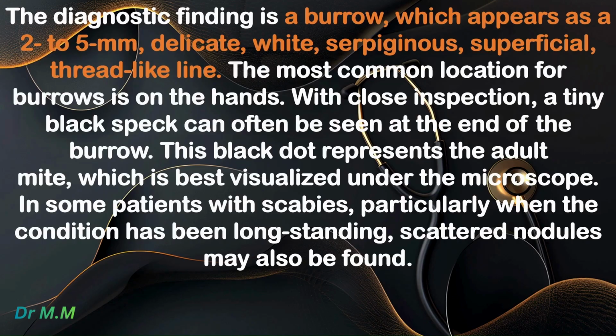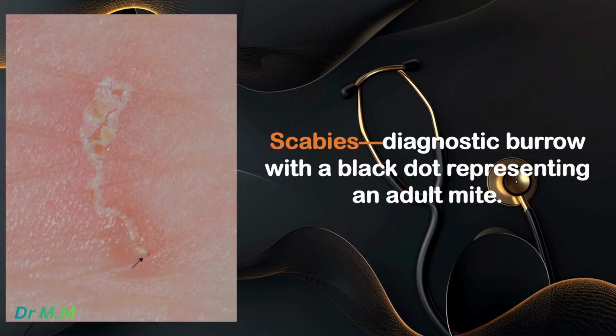The diagnostic finding is a burrow, which appears as a 2 to 5 mm, delicate, white, serpiginous, superficial, thread-like line. The most common location for burrows is on the hands. With close inspection, a tiny black speck can often be seen at the end of the burrow. This black dot represents the adult mite, which is best visualized under the microscope. In some patients with scabies, particularly when the condition has been long-standing, scattered nodules may also be found. Scabies. Diagnostic burrow with a black dot representing an adult mite.